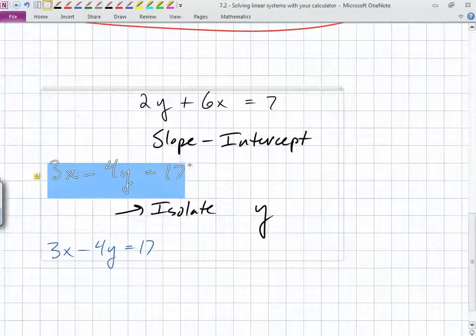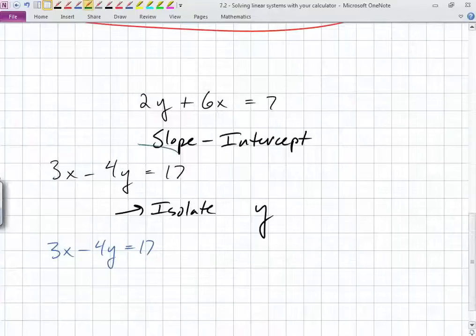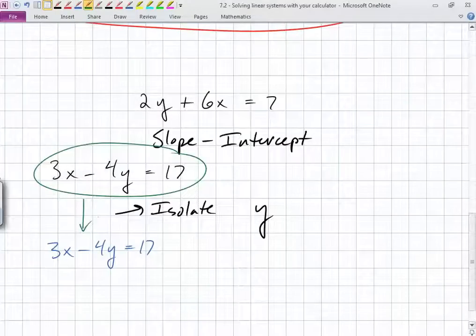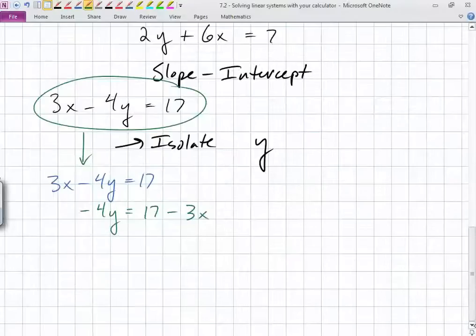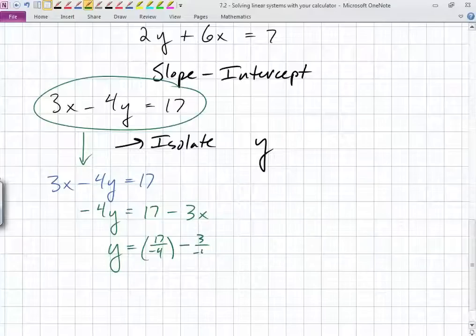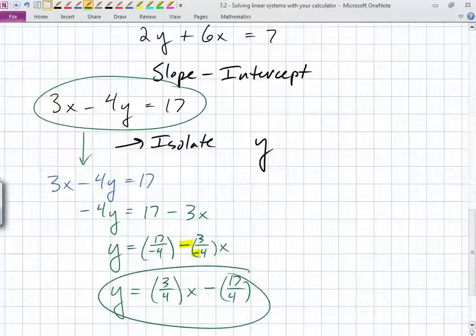3x minus 4y is equal to 17, right here. What we're going to do is isolate y. We're going to do that by first subtracting 3x, so we have minus 4y equals 17 minus 3x. And then we're going to divide everything by -4. So y is equal to 17 over -4, and it's going to turn out to be positive, but you can write it out first like this. But since you have a negative and a negative, it's going to be positive. So our final equation is going to be y is equal to 3 over 4 x minus 17 over 4, because that negative carries down. So there's our first equation.